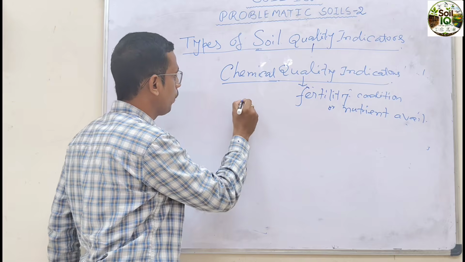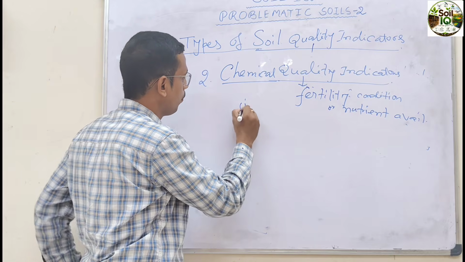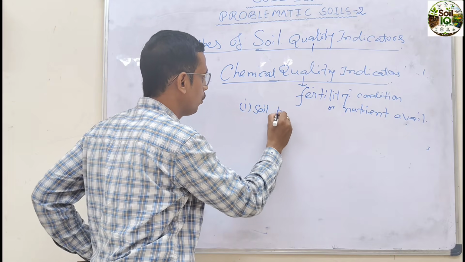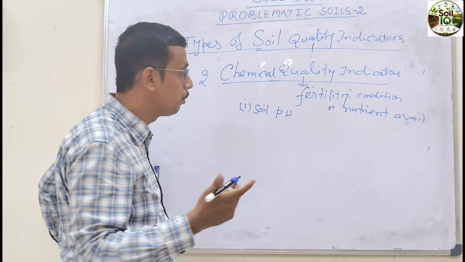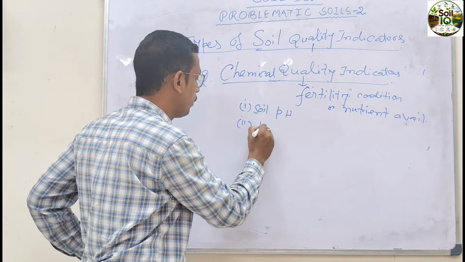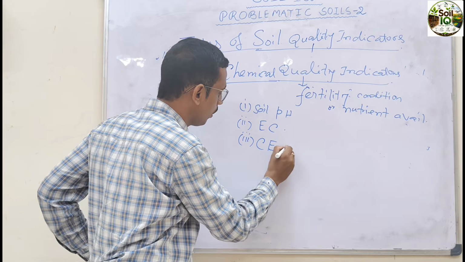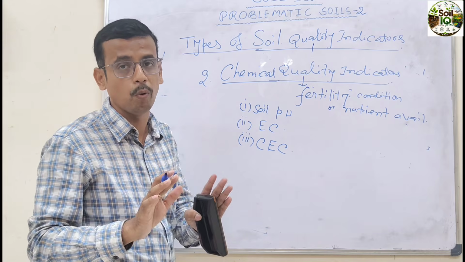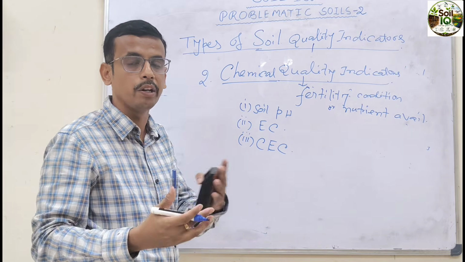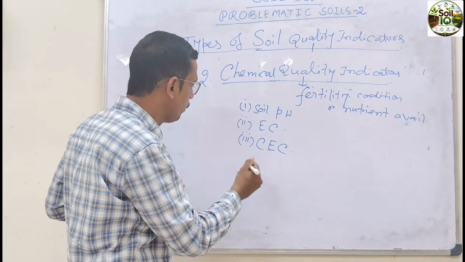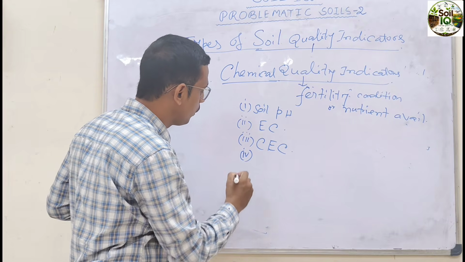Again, these are some properties. Number one, soil pH. You all know this determines the availability of nutrients. Number two, EC, electrical conductivity. Number three, CEC, the cation exchange capacity, which is very important for nutrient movement and nutrient uptake.